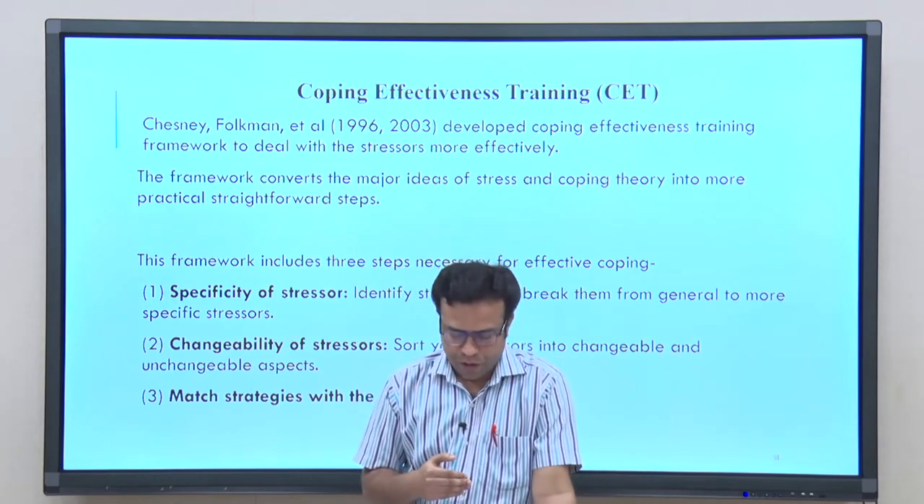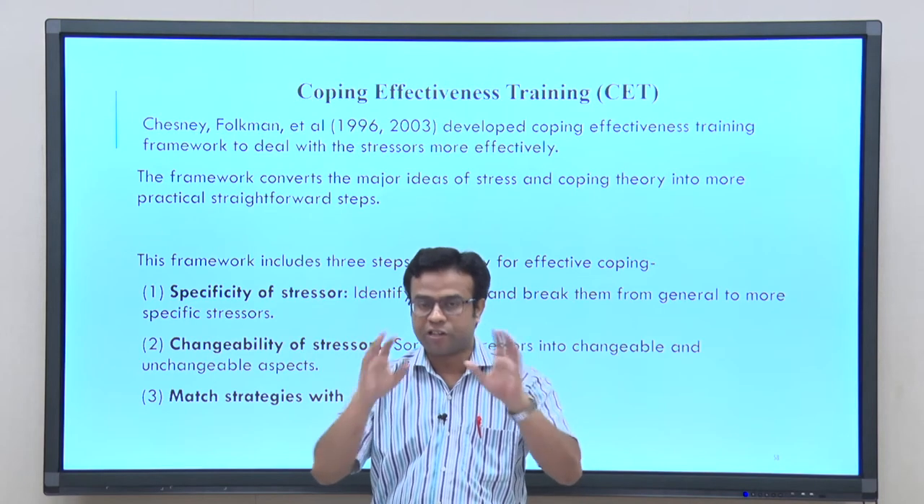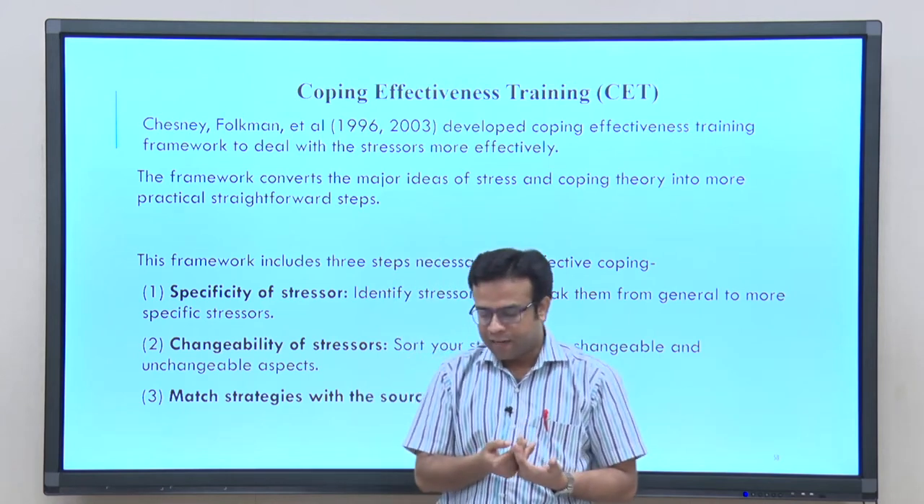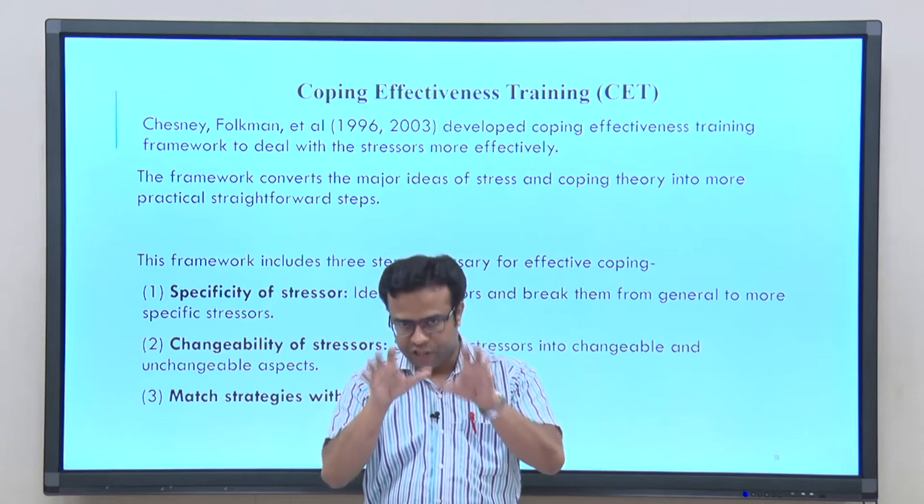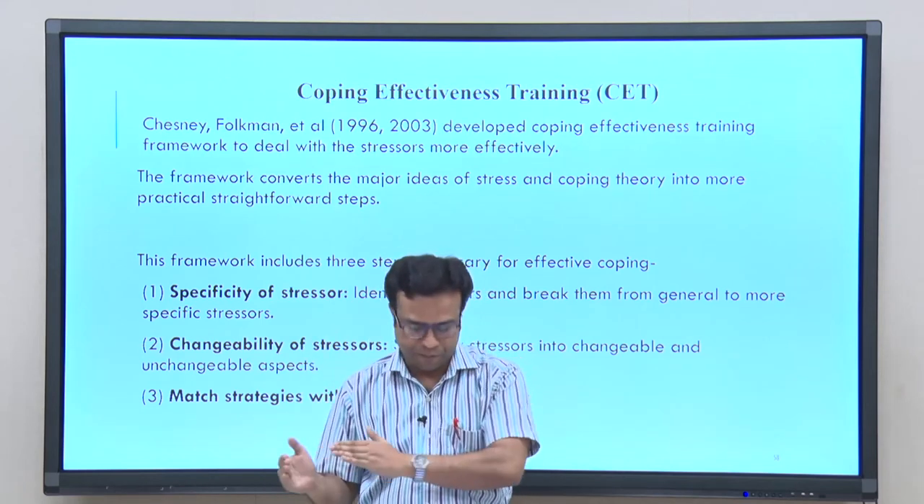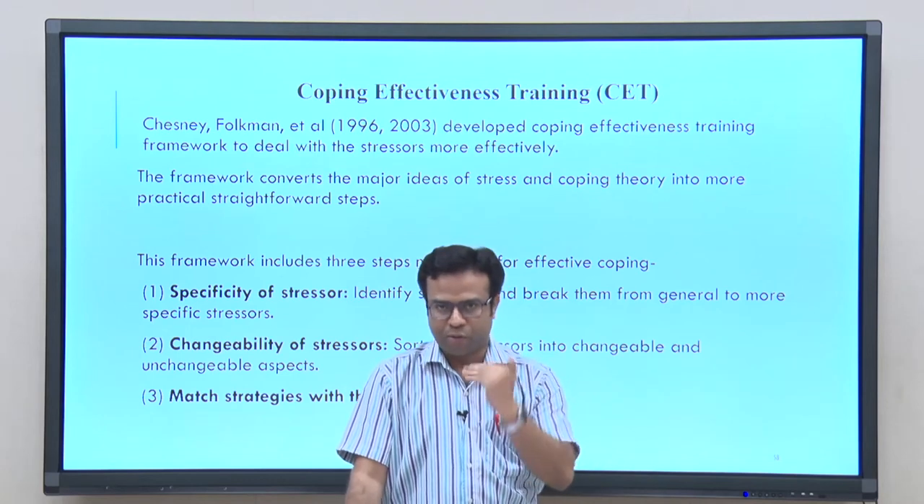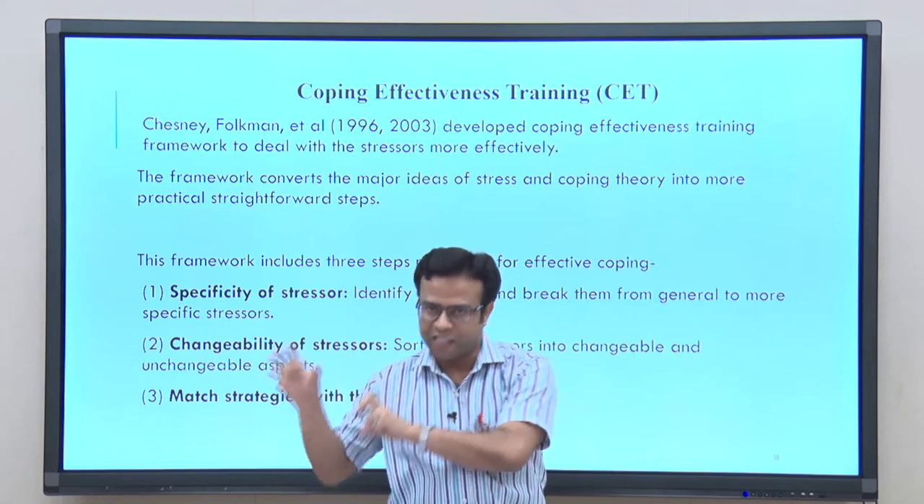This framework talks about three important, necessary steps for effective coping. The first is specificity of stressor. In this step, we need to identify stressors and break them from general to more specific stressors. The first step is to assess the situation or the event that is causing you stress, and then break those stressful circumstances from bigger, general stressors to more specific stressors. As we have discussed, it was also one of the characteristics discussed by Kaplan. So this is the first important step, breaking a general stressor into more specific stressors, so that you know what to do.